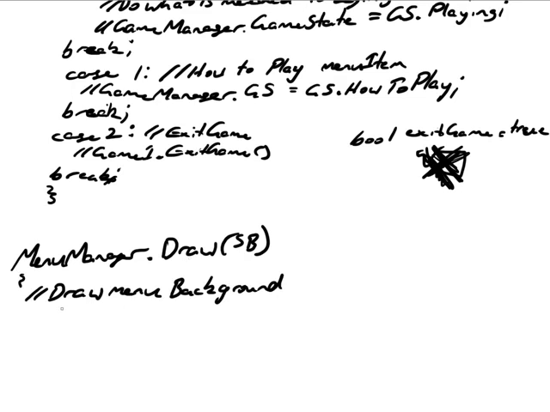So it does another switch based on menu state. Now, there's only two, so you could technically do it with an if statement and say if menu state equals menu state dot title screen, then draw the title screen, which is the title screen graphic, and the press start to begin, else do the other thing.